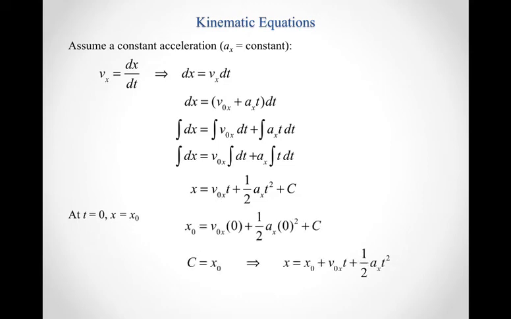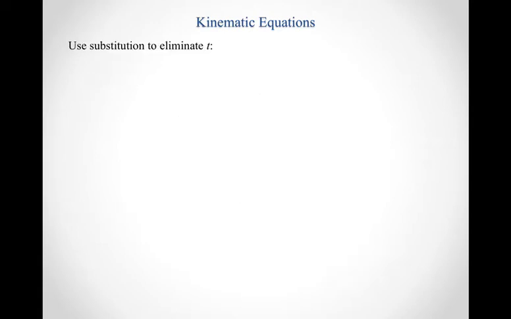So plugging that in, again, x naught's where it was when t equaled 0. Those two terms disappear. I get that the integration constant is just x naught. And so I'm left with an equation that will tell me the position as a function of time. So I've got an equation for the velocity as a function of time and for the position as a function of time. I can take those two equations and eliminate time.